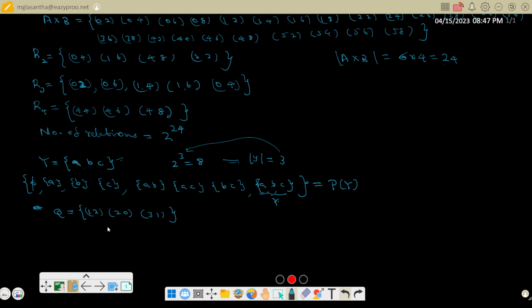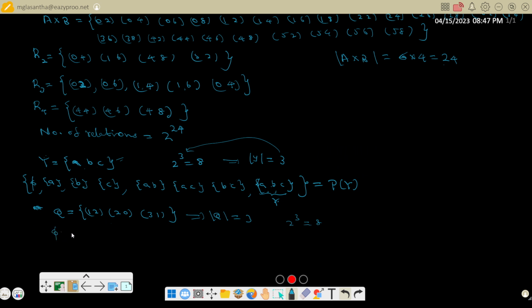2 raised to 3. 8. Yes, 8 subsets. Because the cardinality of Q is 3. Then you can write 2 to the power of 3 subsets. That is 8 subsets. Okay? What are those subsets?